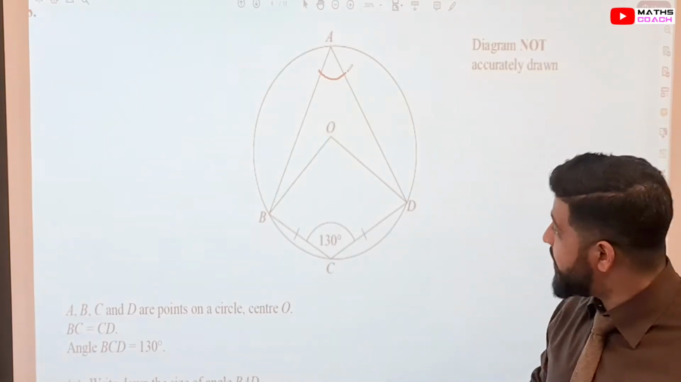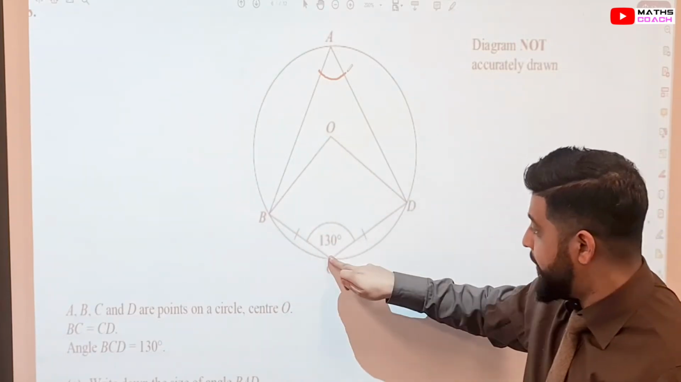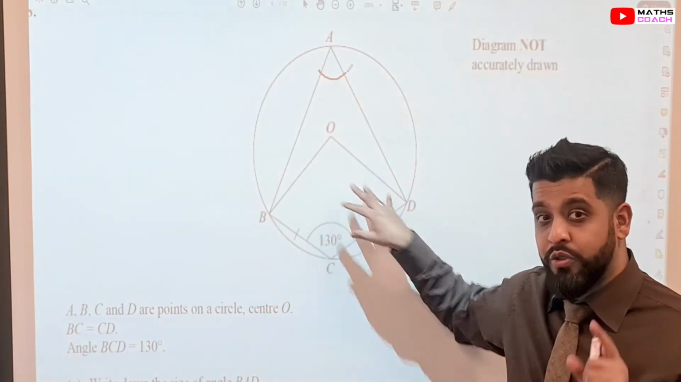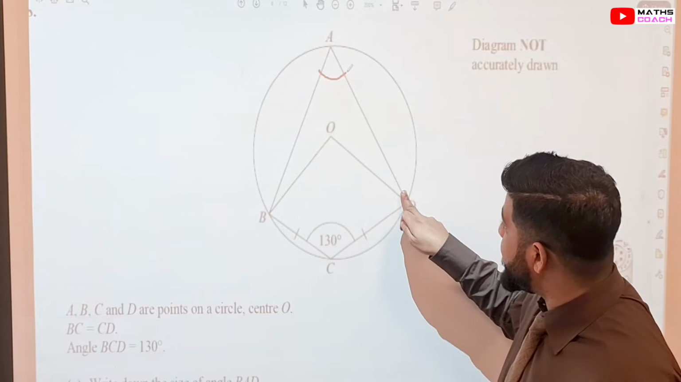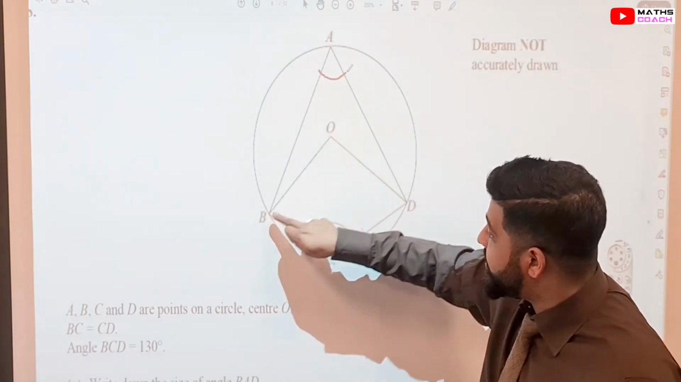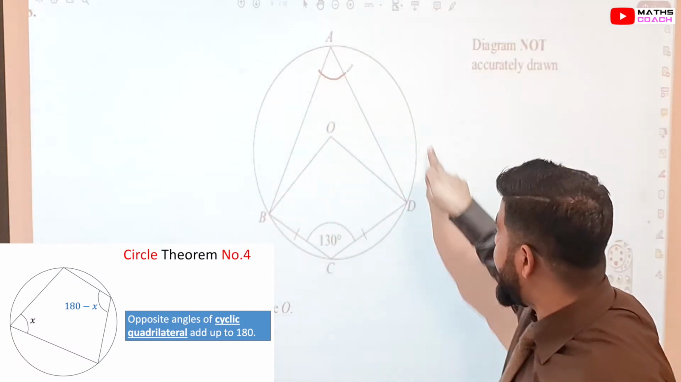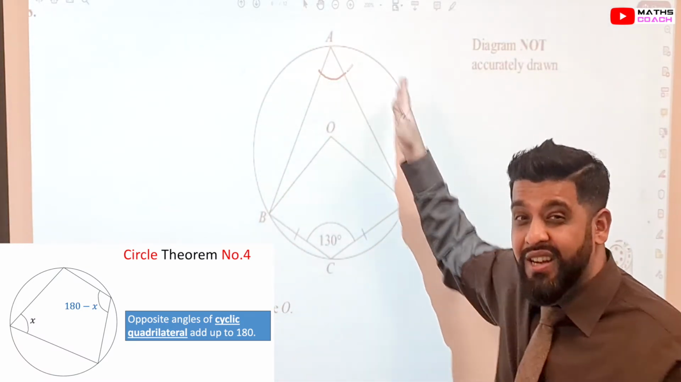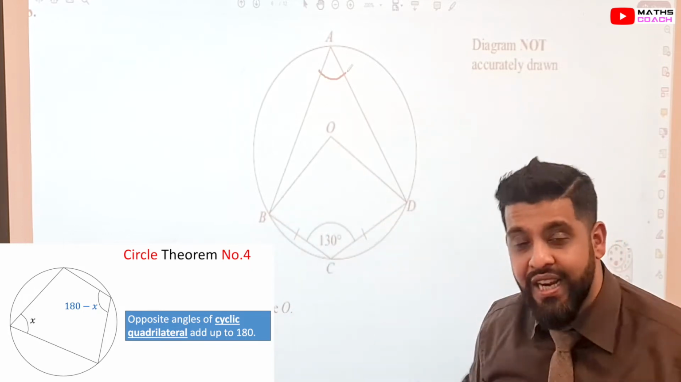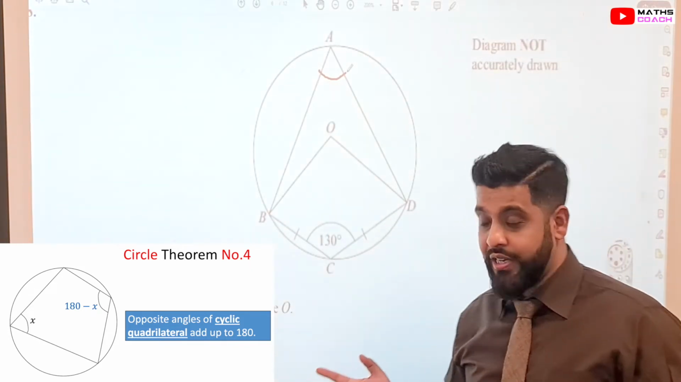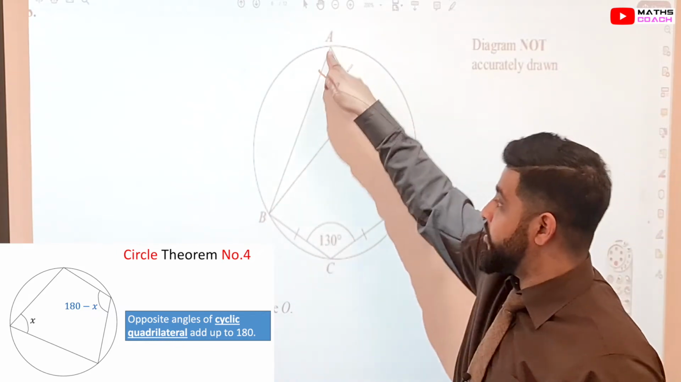Now, one thing I want to just highlight to you is you have this quadrilateral here. This is not a cyclic quadrilateral. Do you know why? Hopefully you remember that a cyclic quadrilateral has to have all the vertices, all the corners of the quadrilateral, touch the edge of the circle, or the circumference of the circle. So this is not a cyclic quadrilateral. It is just a quadrilateral. However, if you look at the bigger one here, that is a cyclic quadrilateral.